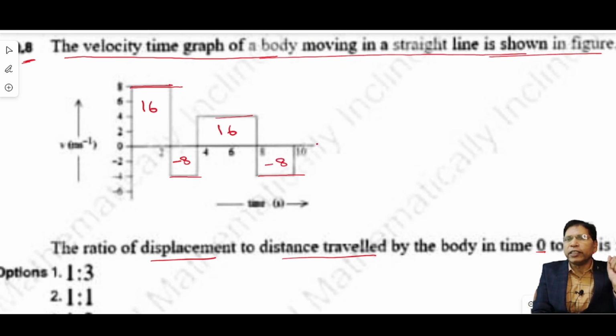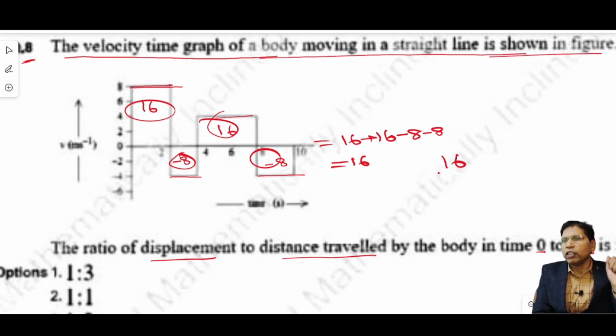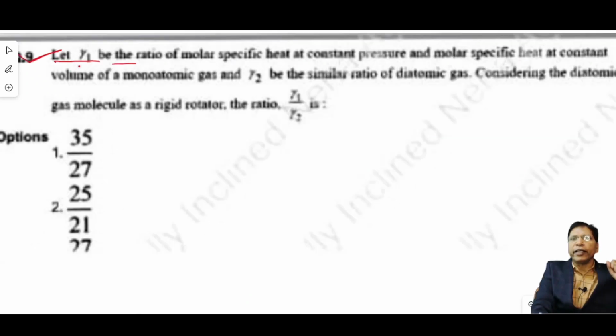So displacement is 16 plus 16 minus 8, and minus 8, so this is 16. No problem. Now distance is 16, 16, 8, 8, so this is 48. So the ratio is 16 by 48, so this is 1 by 3. So look at the options. This option is correct.